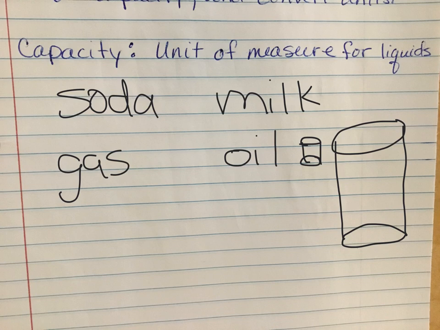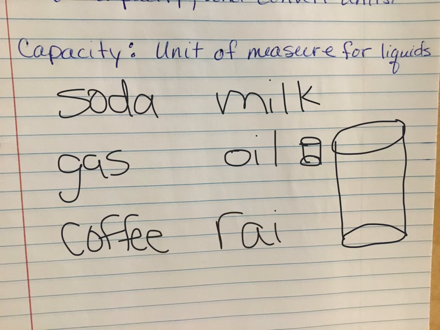Some other things we might measure, the coffee that's in my cup currently. Sometimes after it rains, we might measure things in a rain gauge, so we would measure rain. This is more of a scientific thing, so we might measure rain in metric system rather than customary system.